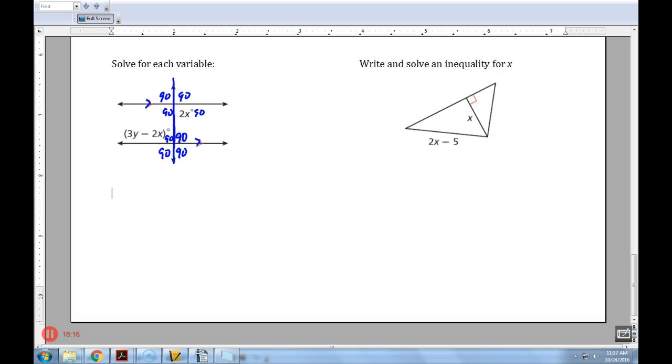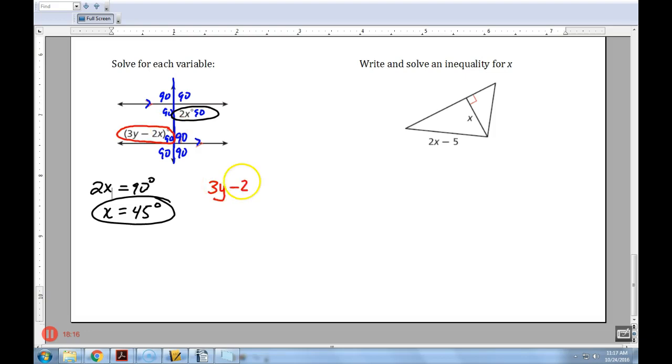So now I just have to set up some algebra equations. Let's set this one up first. 2x has to be equal to 90 degrees. Divide both sides. I find out that x has to be 45 degrees. Then I'm going to focus my efforts over here. I know that the 3y minus 2x, that expression has to be equal to 90 degrees. But now I can use the fact that I know x is 45. I just figured that out.